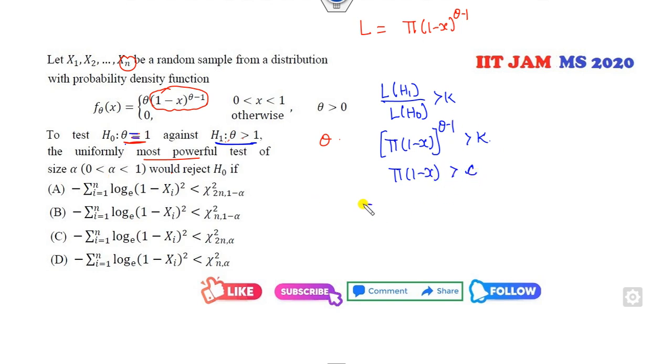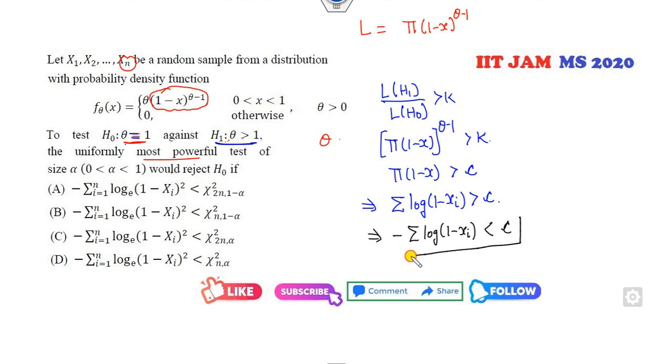Fine. I need a logarithm. So take the summation of this one, which is another say c. I need a negative sign also. I can multiply both sides by negative. It will be summation of log of 1 minus xi less than c. Fine. Now you can see that all are my less than sign.